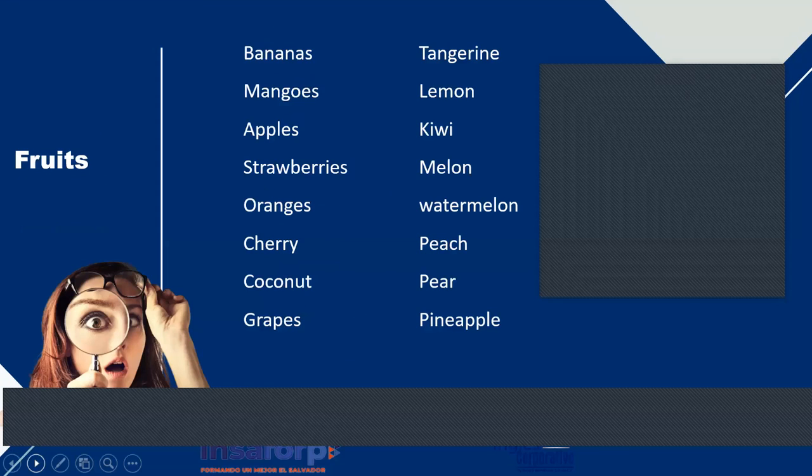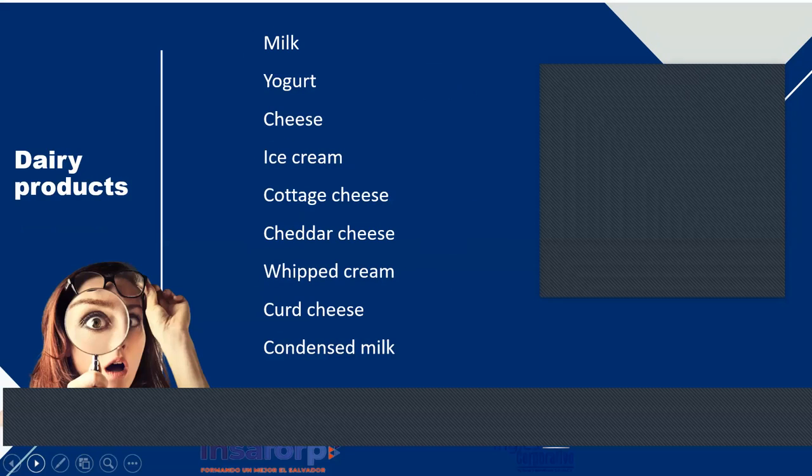Then let's go with the next vocabulary. So we have fruit. Okay. Now, dairy product is the next one. Dairy products. Y dairy products son los productos que se derivan de la leche, ¿verdad? De la leche de las vacas. And we have this milk, yogurt, cheese, ice cream, cottage cheese, cheddar cheese, white cream, curd cheese, condensed milk. So we have milk, yogurt, queso, sorbete, queso cottage, queso cheddar, cream, crema, curd cheese, requesón, and condensed milk. Y leche condensada.